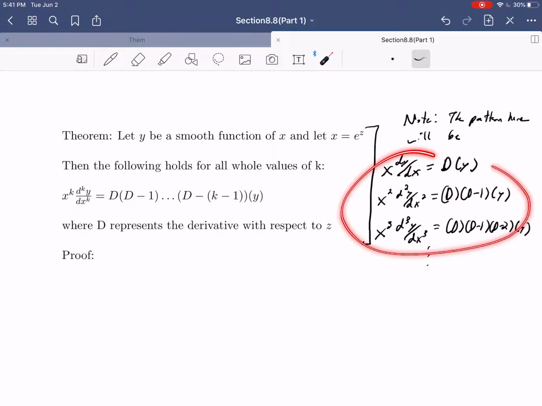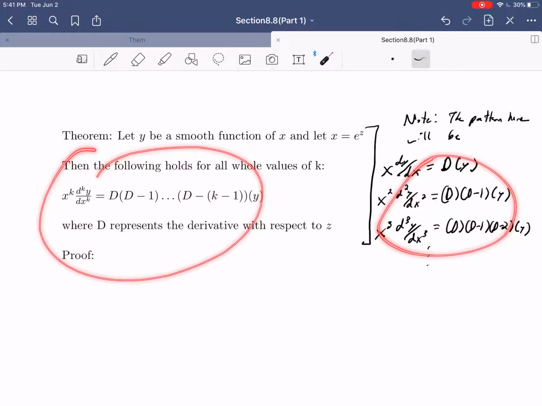So you can see how this pattern is going to make it very easy for us to convert from something that is in Cauchy-Euler form, some linear combination of things like this, into something that is in constant coefficient form. Now, of course, we need to prove this, but I just wanted you to see what the result of this is.